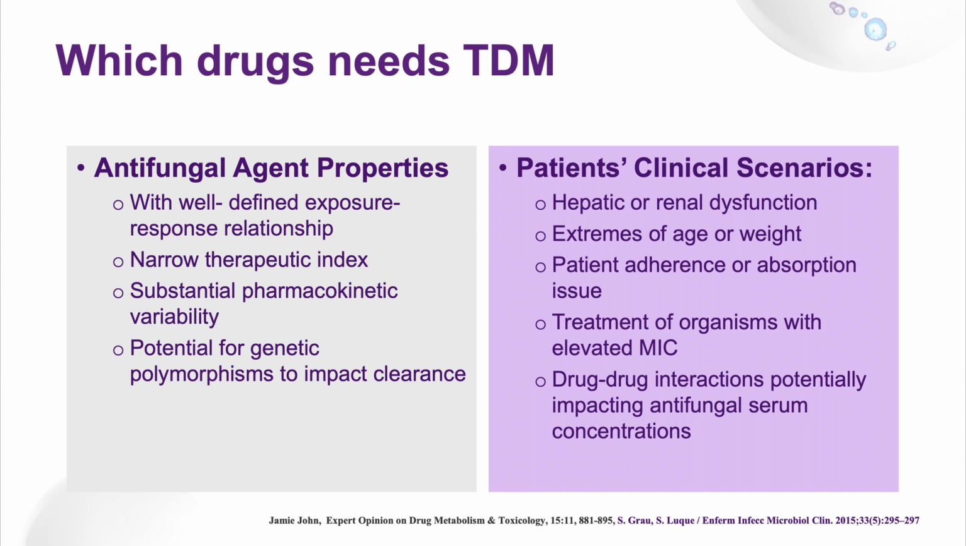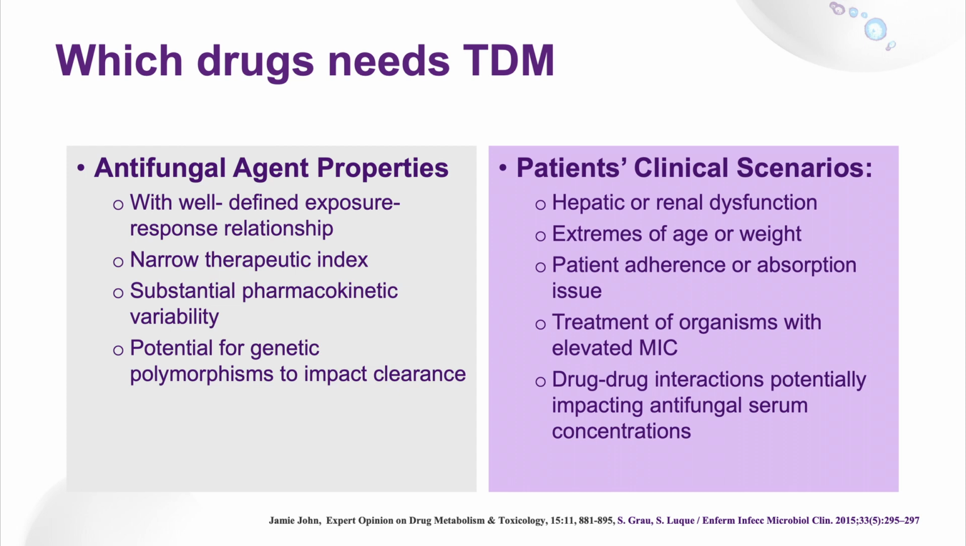The patient clinical scenarios where we generally prefer to check drug levels are, first, patients who have either hepatic or renal dysfunction. Here we know that most of the drugs are eliminated by either the liver or the kidney, and when somebody has this organ damage, the pharmacokinetics of these agents would be affected. So we need to check the drug levels in these situations.